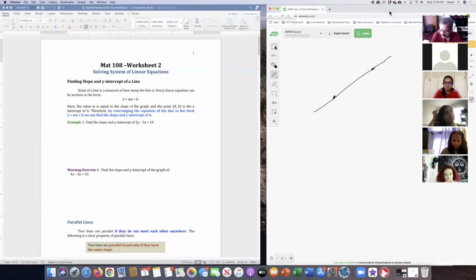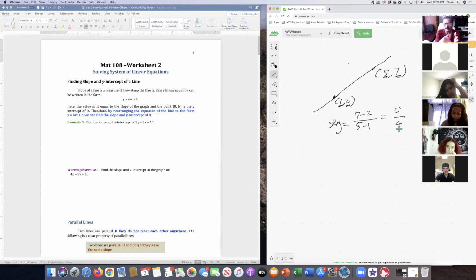So let's say this point is (1, 2). This point is (5, 7). Then slope will be given by y2 minus y1, 7 minus 2, divided by x2 minus x1, 5 minus 1. And so that's equal to 5 over 4. So slope is 5 over 4. Slope is usually a fractional number. Slope represents how steep the line is. As the line gets steeper, the slope will be larger.